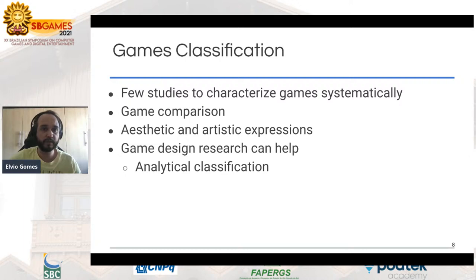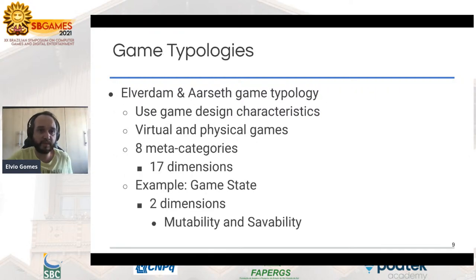To do that, we need to use game classification. Game classification is a field of game design research, and we think few studies characterize these games systematically. Games are normally classified by comparisons, or by aesthetics and artistic expressions, like being a 2D game or a pixel art game, but we need a more analytical, more systematic form. So we chose a game typology proposed by Elverdam and Aarseth.